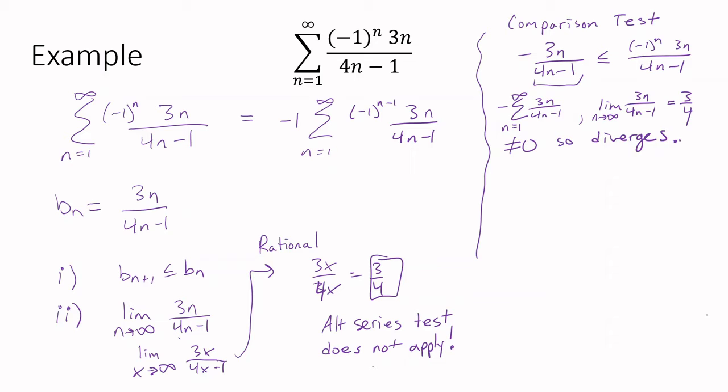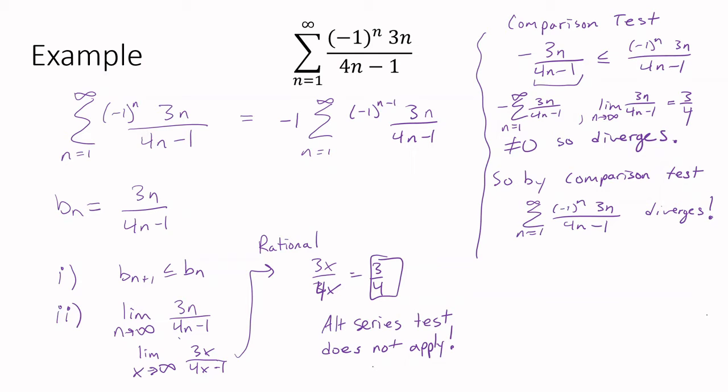Okay, so then we've got the comparison test. We've got a smaller series here that diverges, and that's going to push up our series and force it to diverge. So by the comparison test, our series diverges from n equals 1 to infinity.